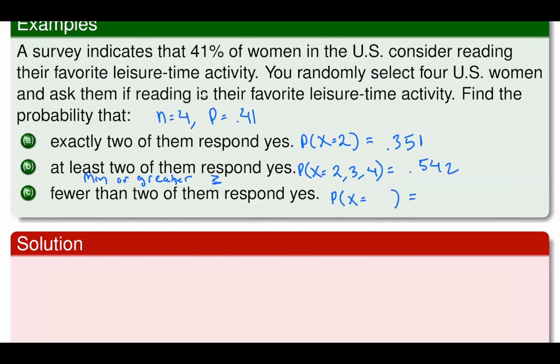So if I want fewer than 2 of them to respond yes, fewer than 2 means it has to be below 2. So the only two numbers that are below 2, in this case, will be 0 and 1. There we go, so 0 and 1. So when I go back to Class Calc, I have to tell Class Calc that I want it to be from 0 all the way through 1. So let's go back to Class Calc.